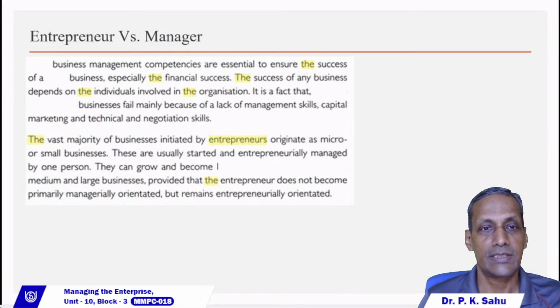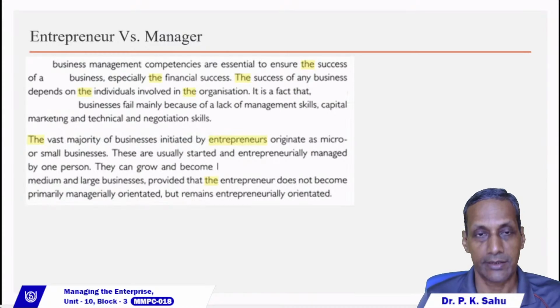These are usually started and entrepreneurially managed by one person. They can grow and become medium and large businesses, provided that the entrepreneur does not become primarily managerially oriented, but remains entrepreneurially oriented.